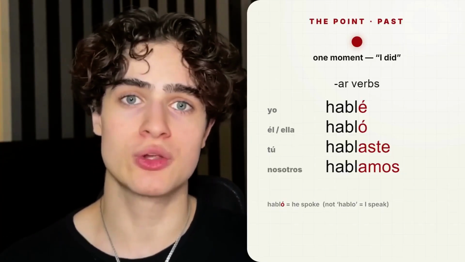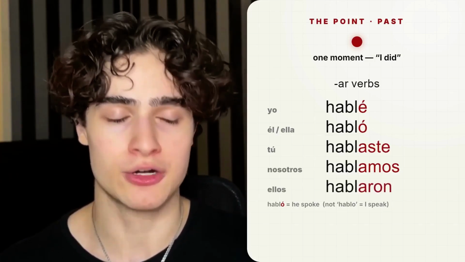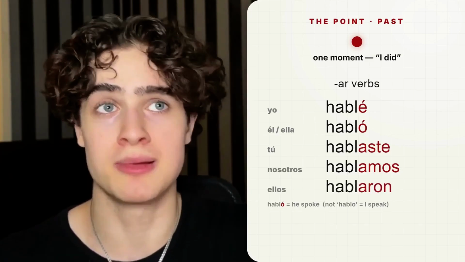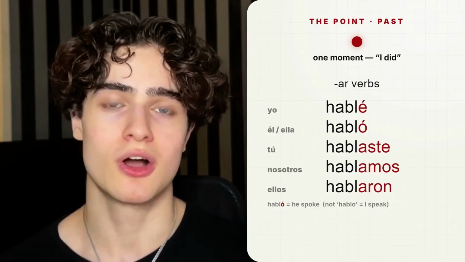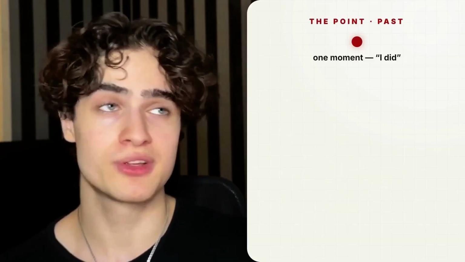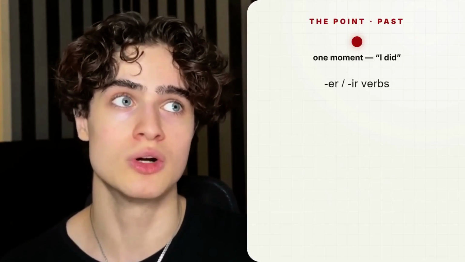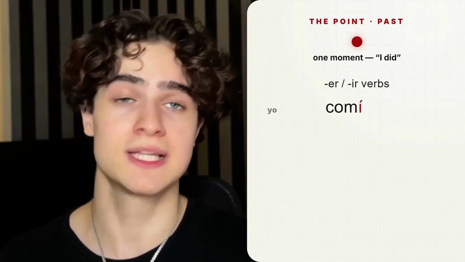And then finally for they or you guys, it's aron. You take off the R and put aron. So hablaron. And that's how I say they spoke or you guys spoke. Okay. Finally for ER/IR verbs, for the I form, you take off the ER/IR and put í. So I ate would be comí, or I lived would be viví.